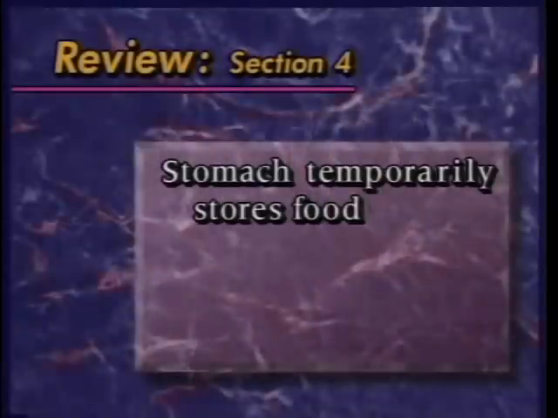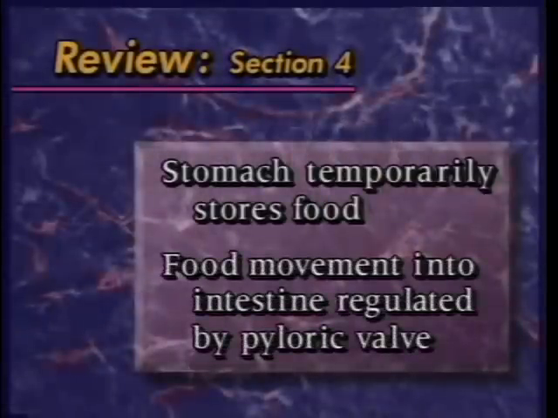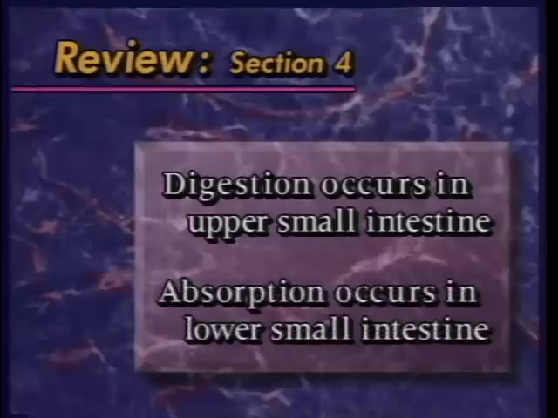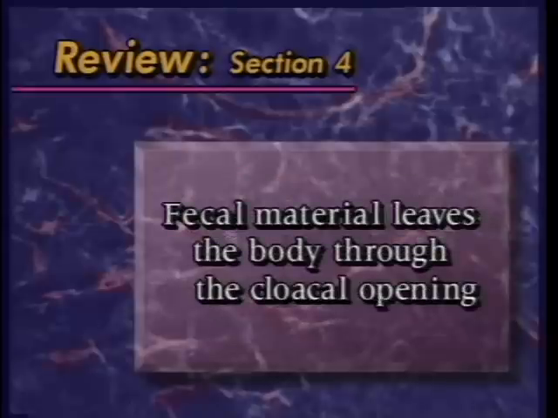Frogs have a well-developed stomach for temporary storage of food. Food movement into the intestine is regulated by a pyloric valve at the lower end of the stomach. The upper portion of the intestine is small in diameter and is involved in the digestion of food. Digestion of food is aided by enzymes from the liver and the pancreas. Food is absorbed in the lower half of the small intestine. Fecal material is passed from the large intestine out of the body through the cloacal opening.